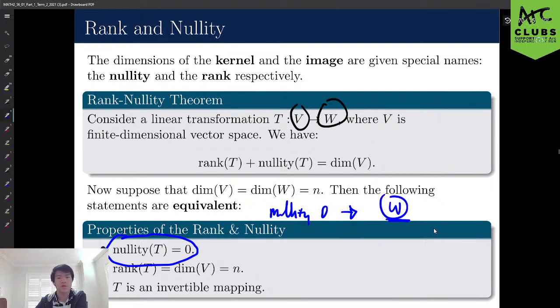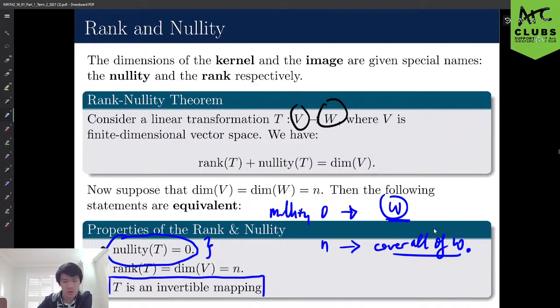Right? So the dimension of our image is just going to be n, which means it's going to cover all of W. And if that sounds familiar, it's because that's a property of surjectivity, right? It means that we can basically cover the entire codomain. And long story short, if we can simply prove this property, then we know that T is going to be invertible, because it's going to be one-to-one between these two vector spaces, and it's also going to be surjective, so the entirety of W is covered.